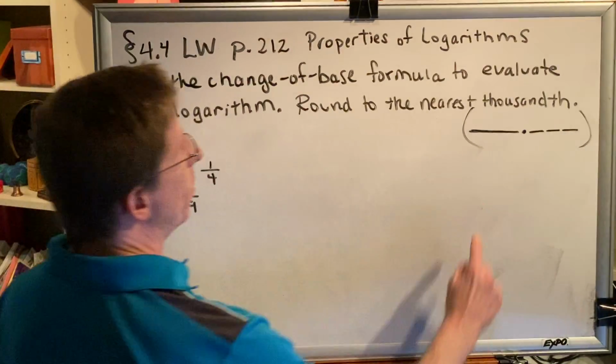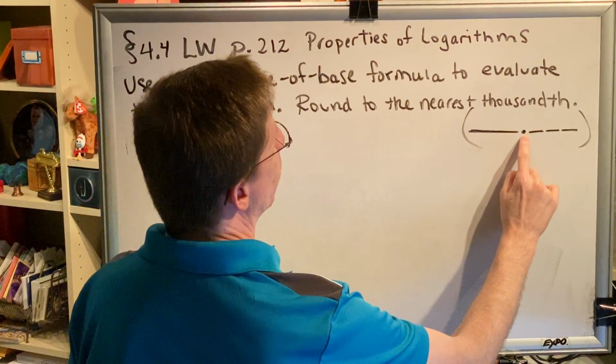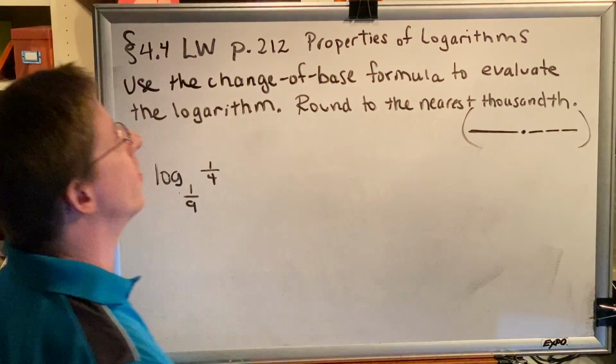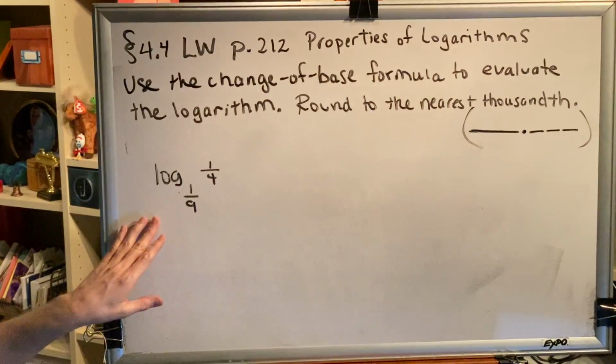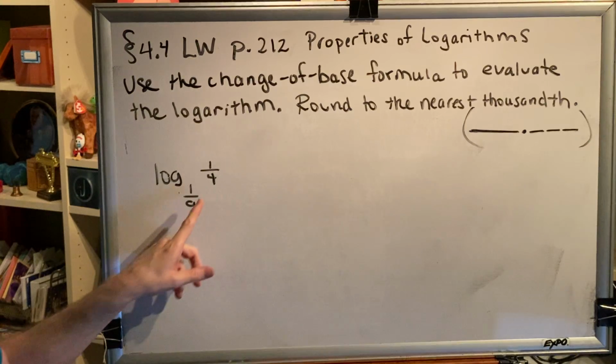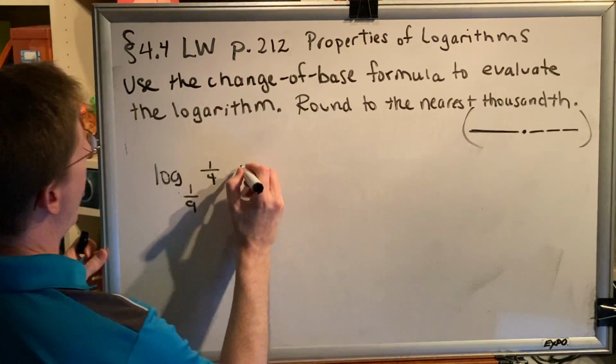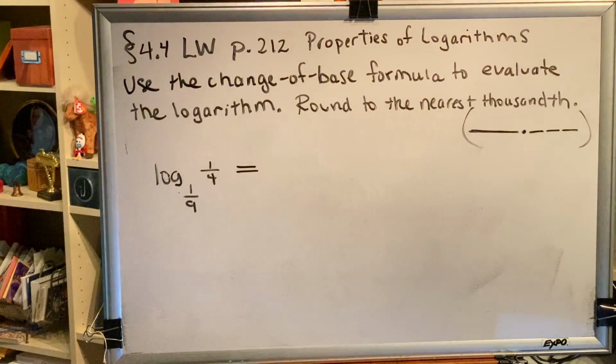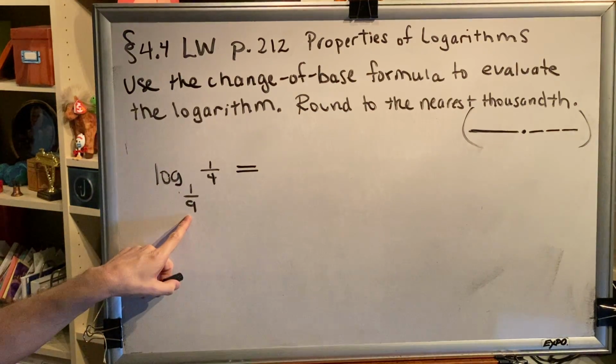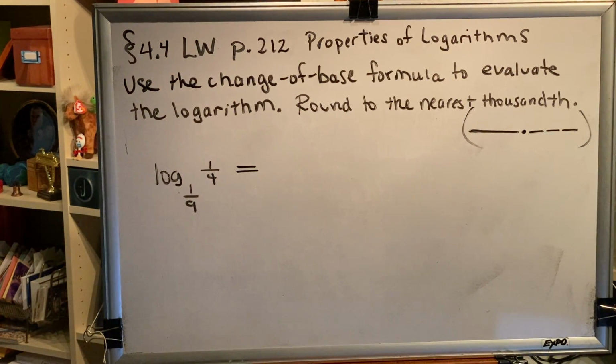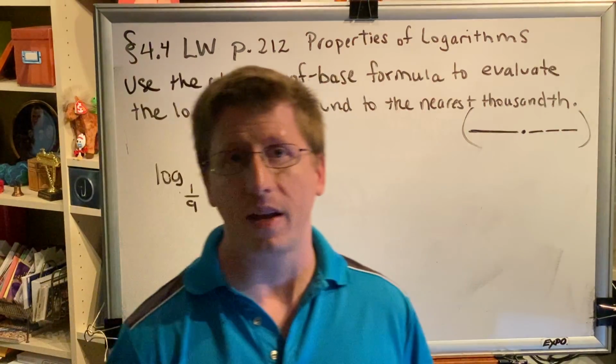So nearest thousandth means you have stuff in front of the decimal point and then 3 digits after the decimal point. All right, here we go. Here's our first problem. Log base 1/9 of 1/4. Okay, so we want to use the change of base formula because we cannot do log base 1/9 using our calculators. And so the way we're going to do that is to pick a new base. You can pick 10 or you can pick e.